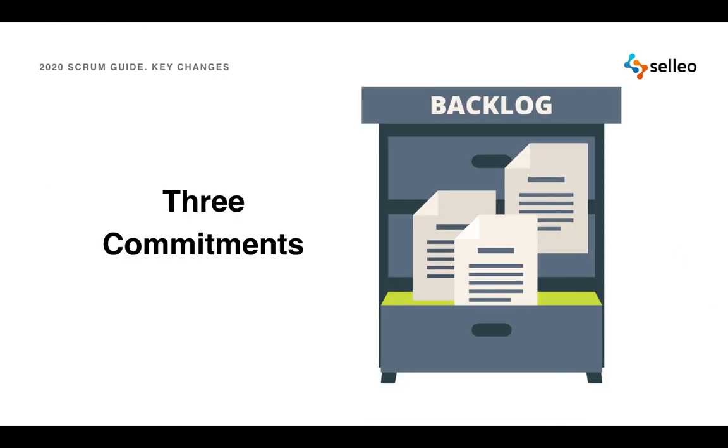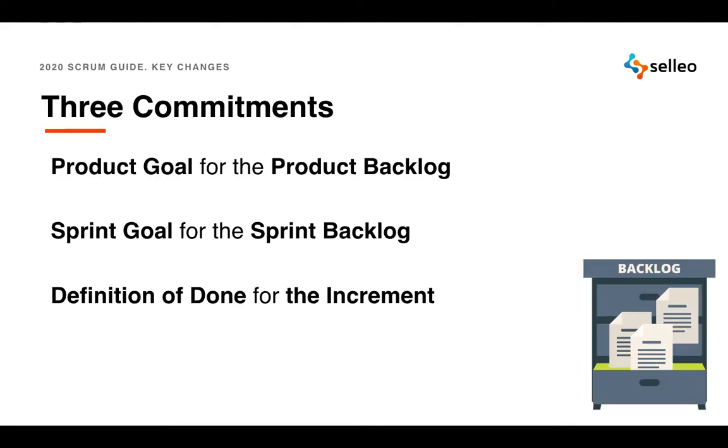Commitments. In the 2017 version, we had only one mention of commitment, and it was represented by one of the 5 Scrum values. Now this value is embodied in 3 commitments. Each one derives from one artifact. Product goal is the commitment for the product backlog.